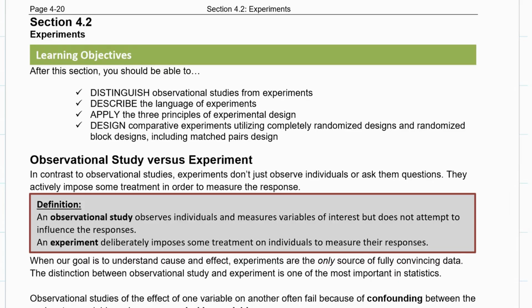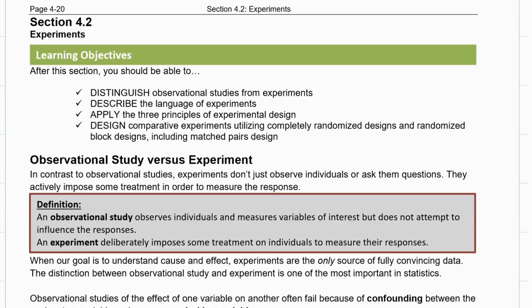This is a recording of the first lecture, the first half of the section 4.2 section that's all about experiments. We're going to go through the definition of an experiment. We'll look at some reasons why we do experiments. We'll talk about good experimental design. But first of all, we need to make a distinction between observational studies as compared to experiments.